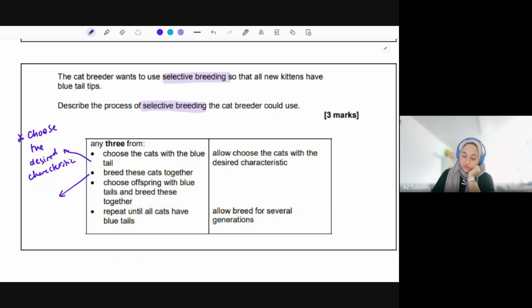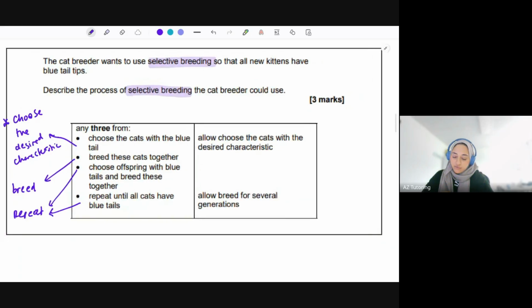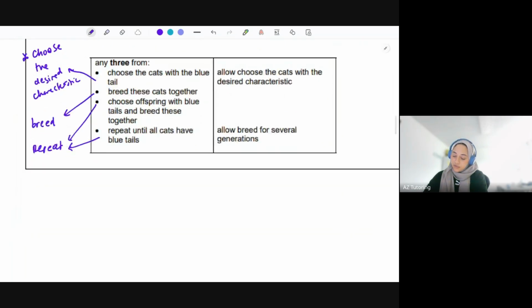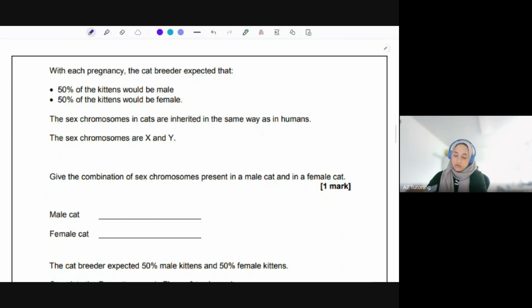Your second mark comes from breeding the ones that have the desired characteristics together. So you breed them cats together. Choose offspring with the blue tails and breed them together. So you're basically repeating the process. When you get your offspring, they'll have the desired characteristics, and then you keep breeding them over and over again. So that's where your final mark comes from, just repeating until they all have the blue tails. So that's selective breeding, and it's always in that same format. It's just a different example that they give you in every exam. Okay, moving on.